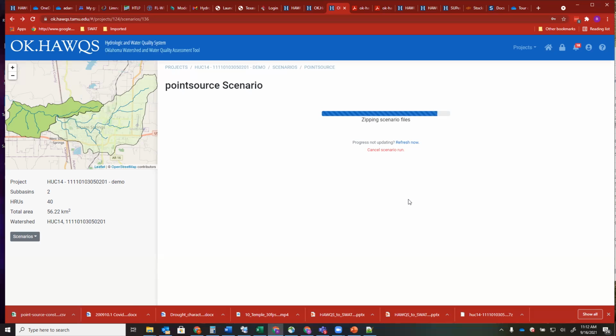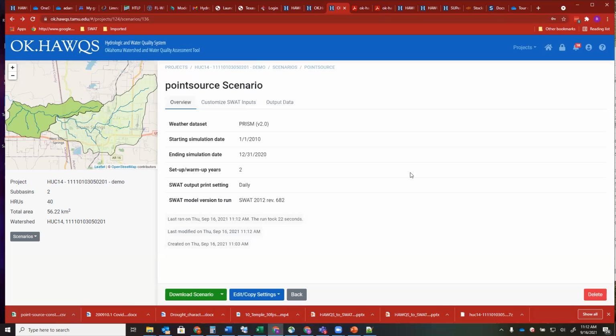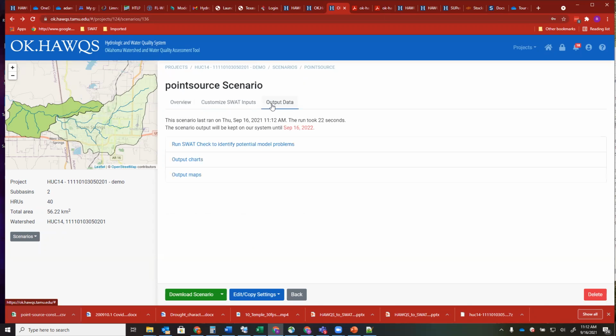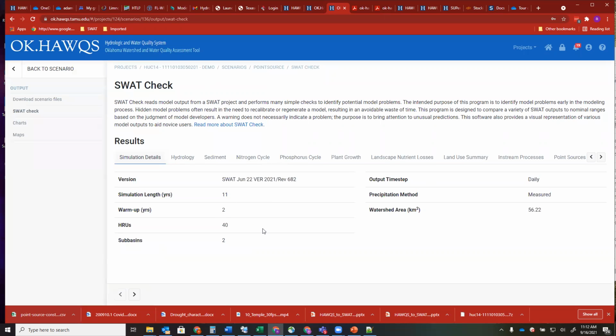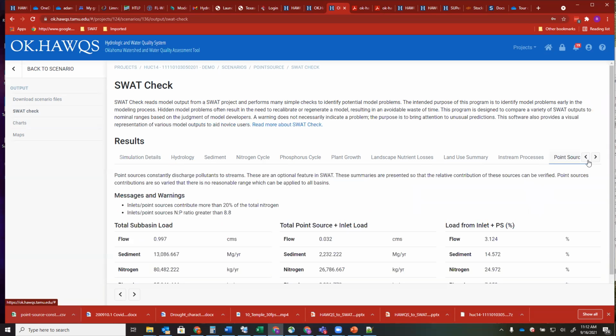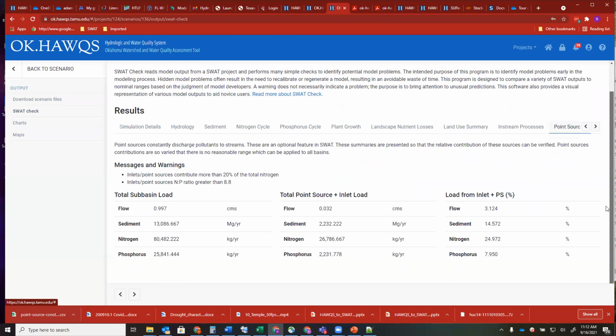So you can see how quickly we could run a scenario, whether it's a point source scenario or a land use change scenario and whatnot. So now you can come back here, and if you want to run SWAT Check, you can do that. Nothing is going to change because it's the same as previously. The only thing that would have changed is we added some point source. So you can see what it has done.